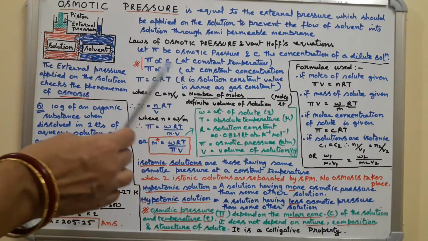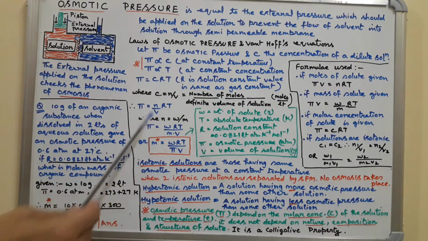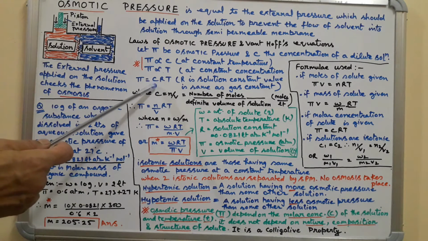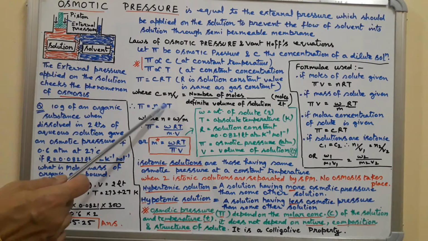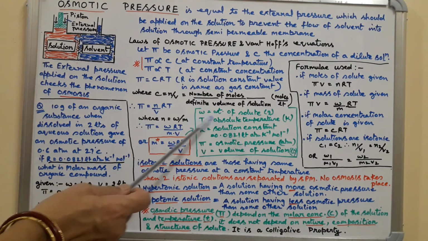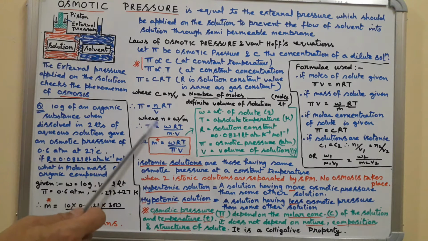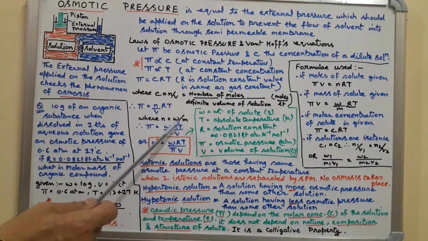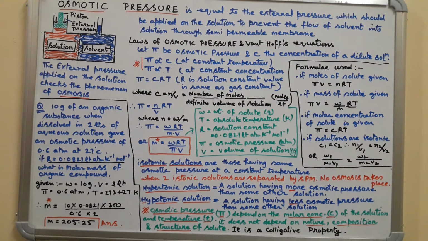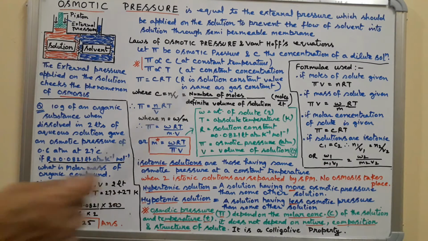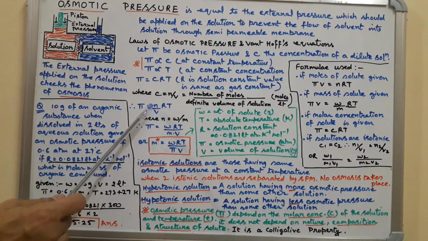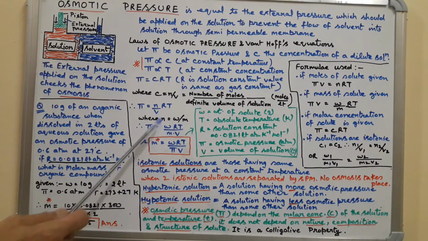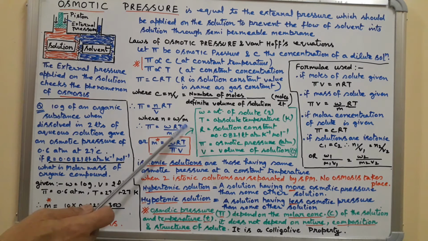Now come back to this particular equation: pi is equal to CRT. Let's make it more simple. I am putting the value of C, that is n by V, instead of C. So it becomes pi is equal to n by V RT. T is the absolute temperature. Now let's see further. What is n? n is the number of moles. We can write it as W upon M. W is the weight of the solute, upon the molecular mass of the solute, which is a non-volatile solute in this case. Now I am putting the value of n in this equation. This becomes pi is equal to W by M, RT by V.